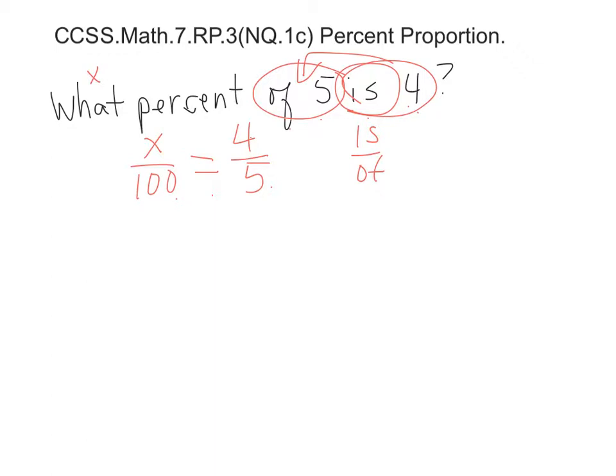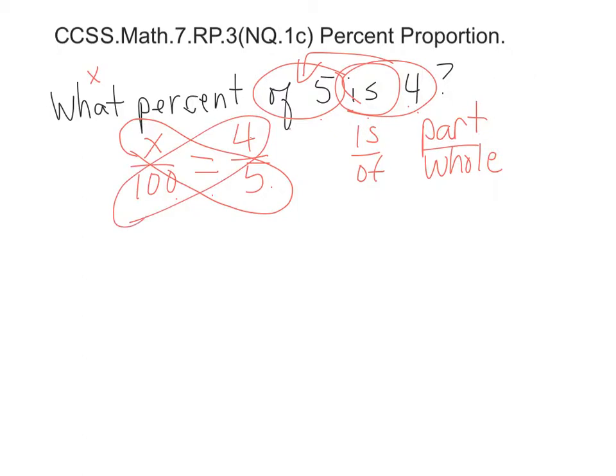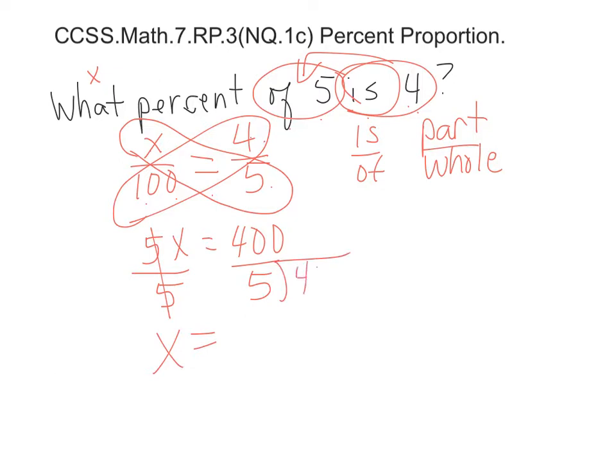And that also can be written as part over whole. Okay, so what percent, what is the x? So you're always going to have an x. So we're going to cross multiply, butterfly, and we get x times 5 is 5x, and 100 times 4 is 400. Now we're working on the x side, and we're going to divide by 5 on both sides. So we get x equals, and stop, drop, divide, because there's no calculators in this class right now.